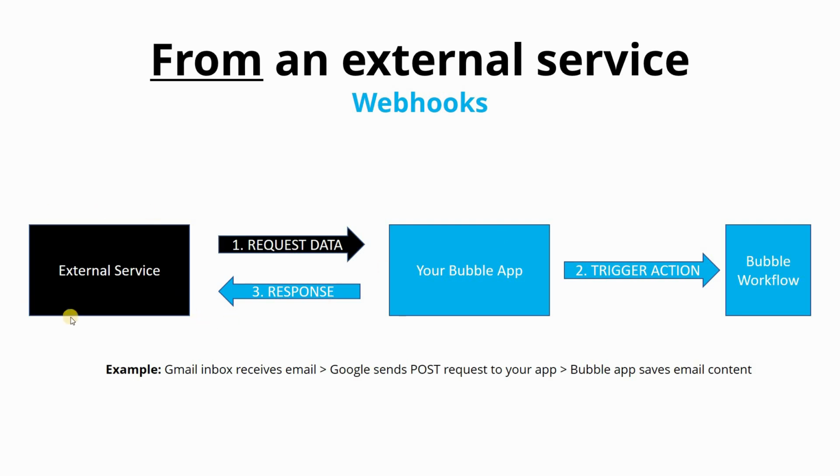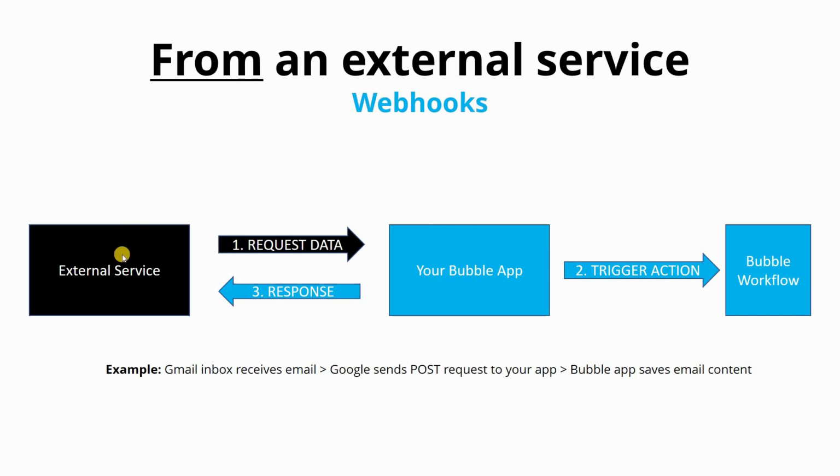Okay, so let's say that the external service is Google. And we're actually going to talk about your Gmail inbox. So if you receive a new email in your Gmail inbox, we can have Google send a post request to your Bubble app. And that post request will contain data from the email. So it'll have maybe the subject line, the sender, the body of the email, and it'll send that to your Bubble app. And in terms of a webhook, that's like a notification.